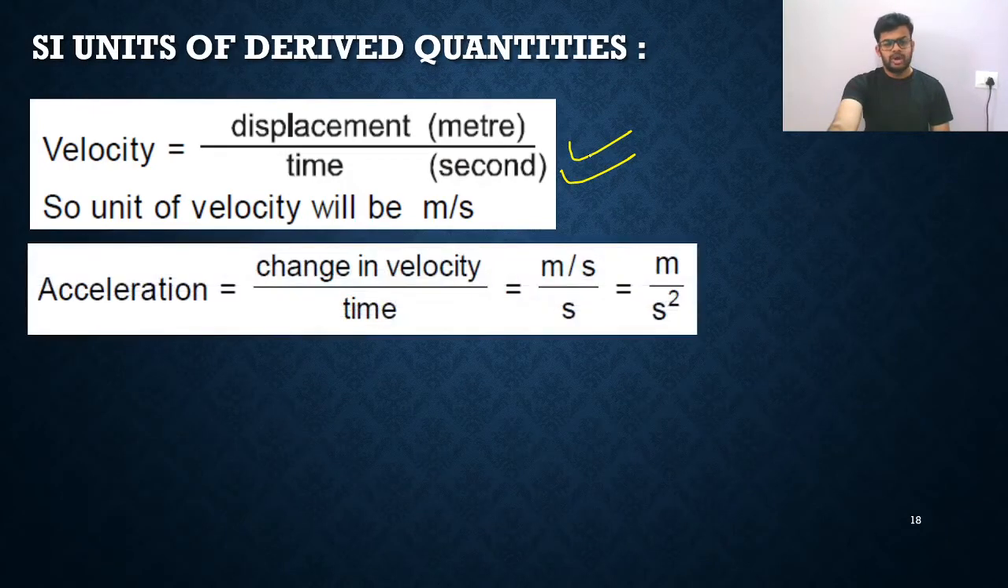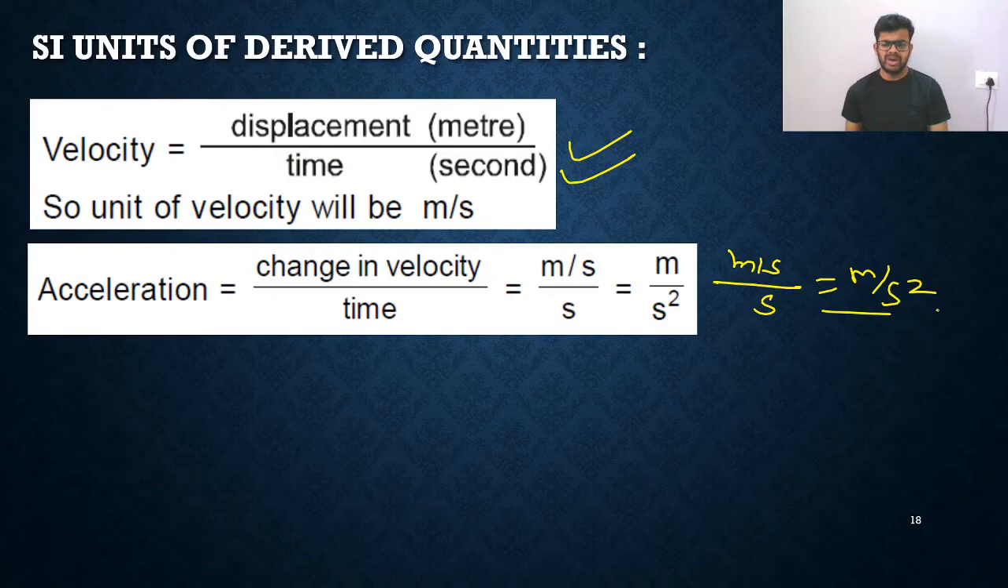Next, I will talk about acceleration. All of you know acceleration is the rate of change of velocity, meaning change in velocity divided by time. Change in velocity is meter per second and time is second. So directly you will get meter per second square. So after velocity there is acceleration.